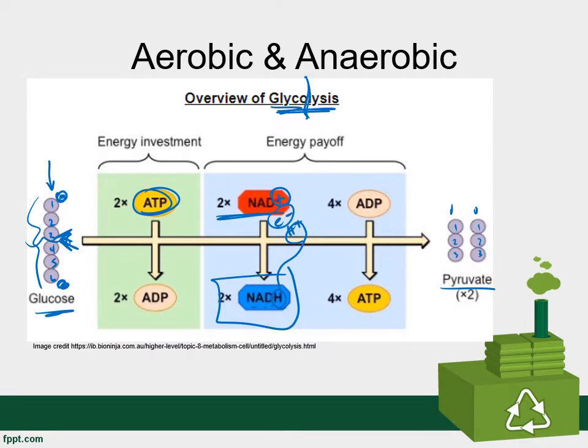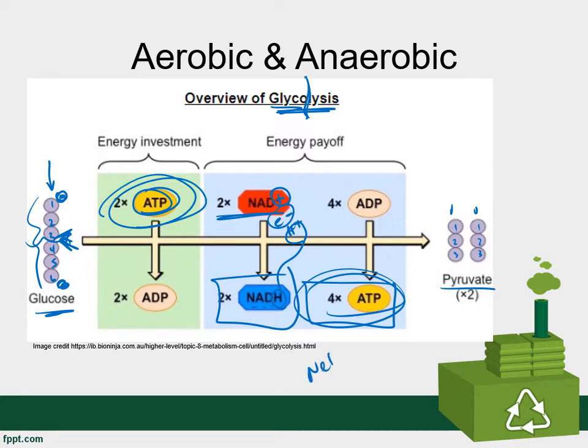We're interestingly also going to make 4 ATP. So we use 2 ATP and we get to make 4 ATP. So we have what we call a net gain of 2 ATP. So we already have more ATP than we started with, and we only did glycolysis. This happens in the cytoplasm of the cell.